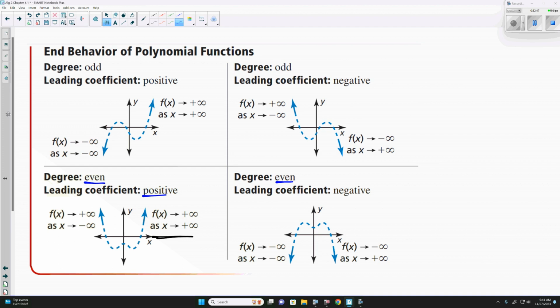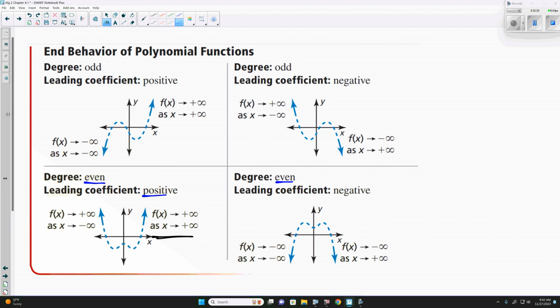f of x approaches positive infinity as x approaches positive infinity. And f of x approaches negative infinity as x approaches negative infinity. As we go to bigger positive values, the y values will go positive. As we go to bigger negative values, the y value is going to be a big negative. If the leading coefficient's negative, it kind of flips on its head.